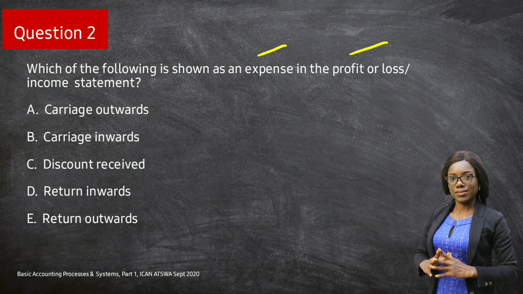We go to C. C is discount received and it has to do with a credit. It is a credit item or an income in the P&L account. So we just hold on to that because it is an item in the profit or loss account.